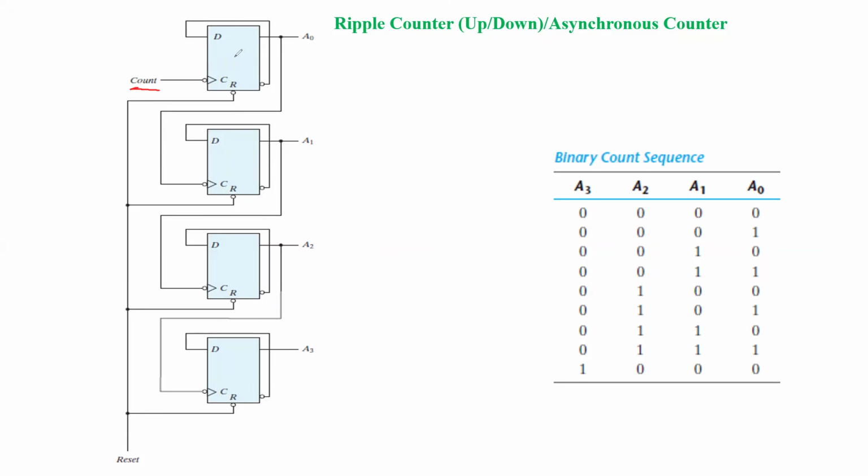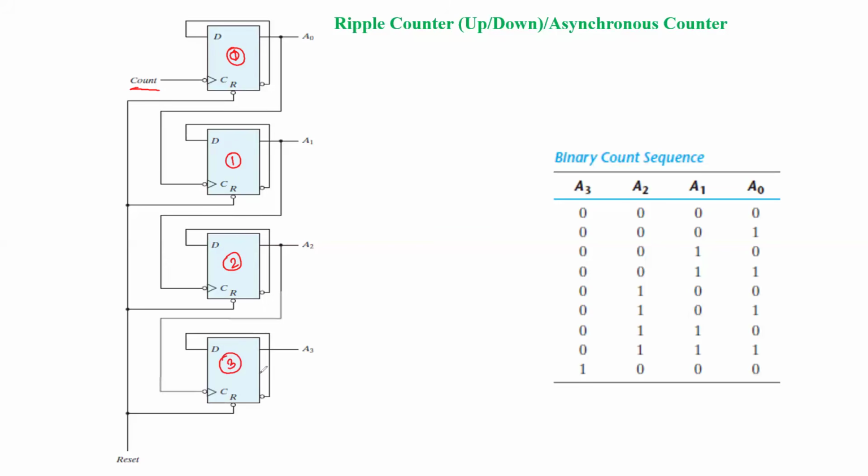If you see in this case, like in digital, we start the counting from 0. So this will be marked as flip-flop 0, this one as flip-flop 1, this is 2 and this is 3.